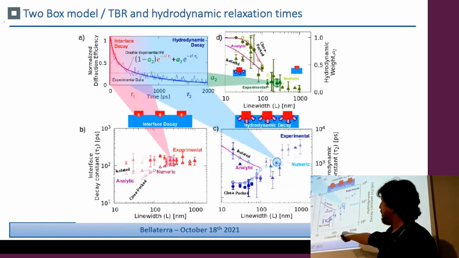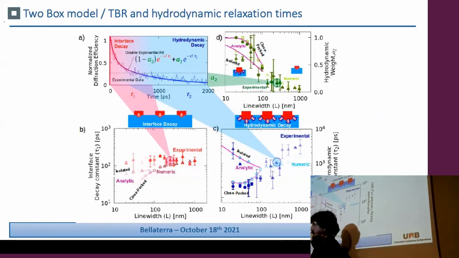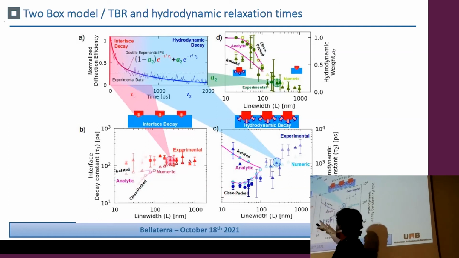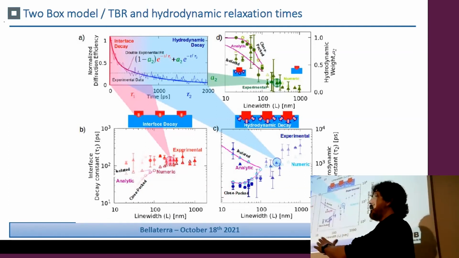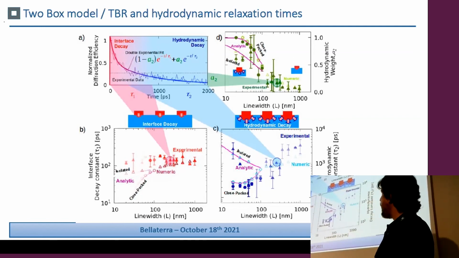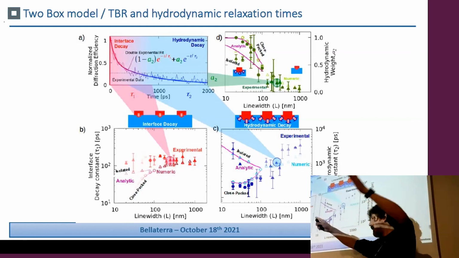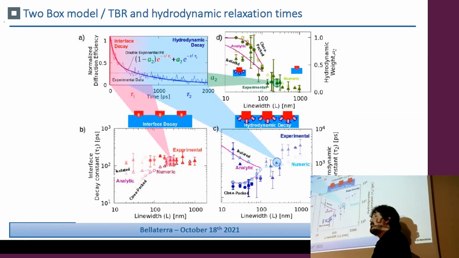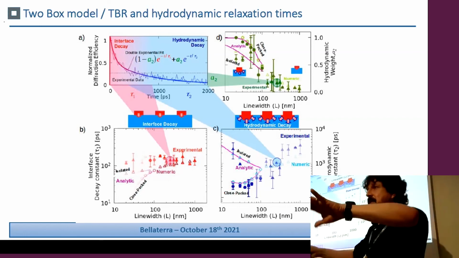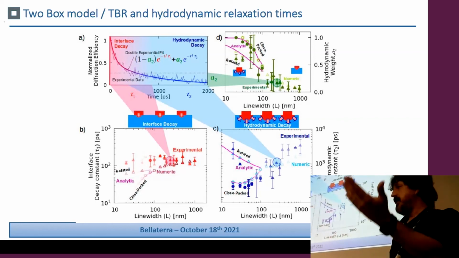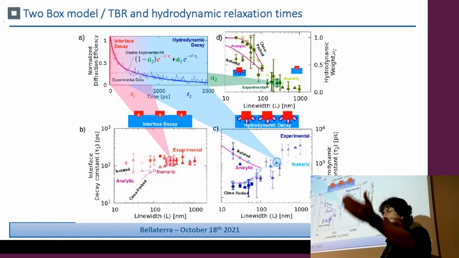And here you have the TBR time scale. And here you have the hydrodynamic time scale. When you go at very large size, the hydrodynamic goes down to 0 and you get to Fourier. And when you go down in size, you start to see the hydrodynamic effect higher and higher.